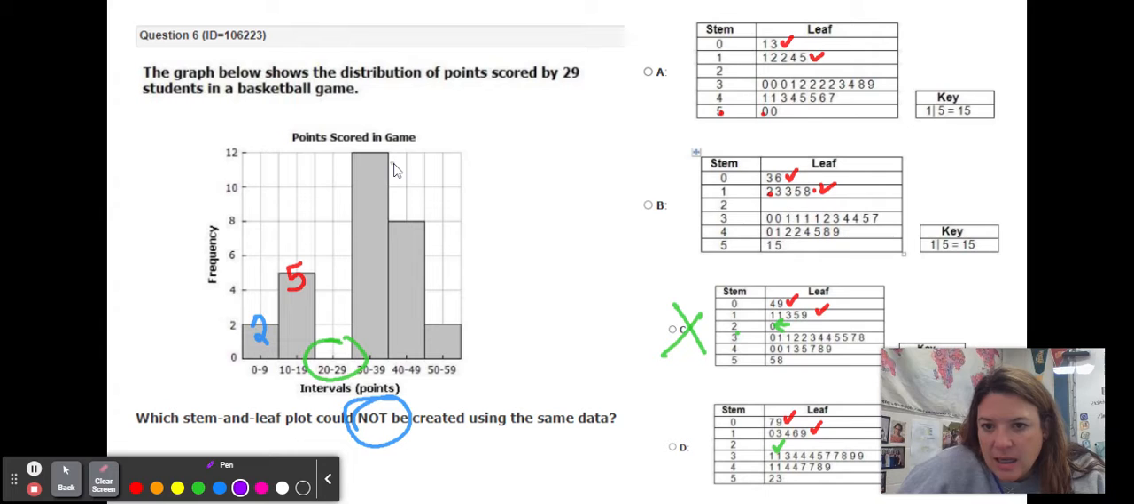Let's see. 12 should be the 30 to 39. So 1, 2, 3, 4, 5, 6, 7, 8, 9, 10, 11, 12.